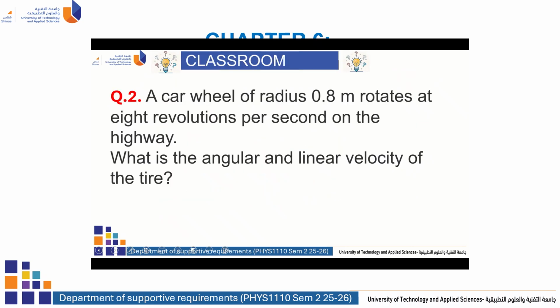Now question number 2. Question number 2 says, a car wheel of radius, this is the radius of the car wheel. If I make a wheel here, this is the wheel of the car, and they are saying this is 0.8 meter.